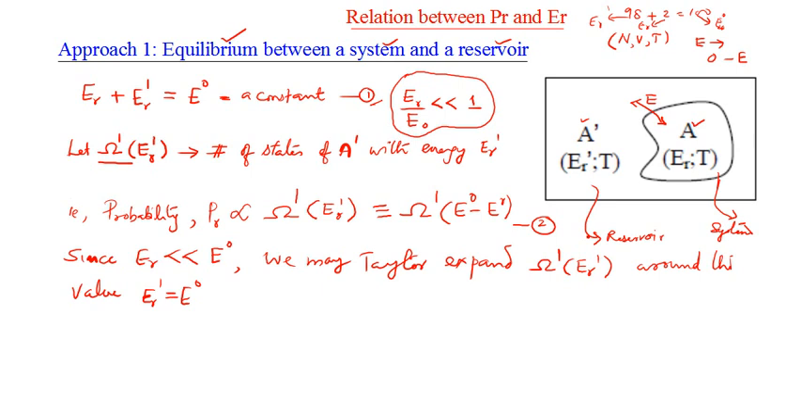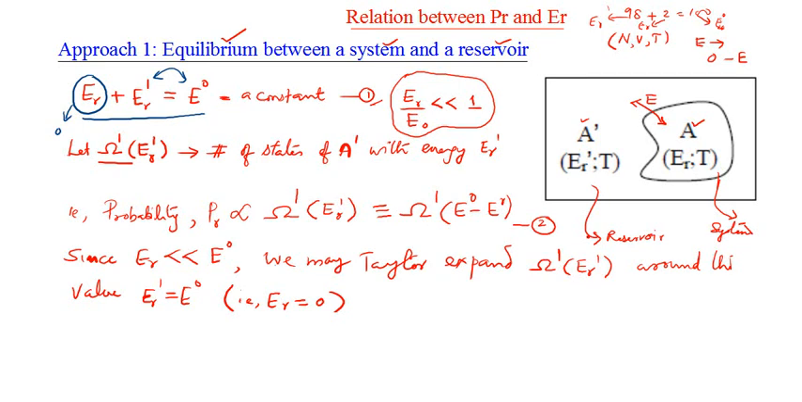What is the meaning of around the value E_R prime equal to E naught? Always refer to equation number 1 here. When E_R prime equals E naught, it means that these two are very near, so E_R is very small. It means that E_R is tending to 0. So when I say that I am expanding around E_R prime equal to E naught, what we mean is that we are expanding the function around E_R equal to 0.